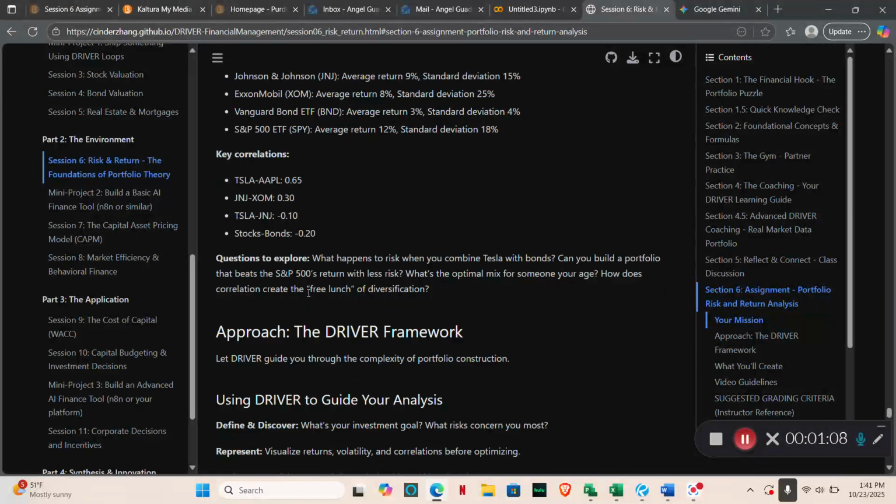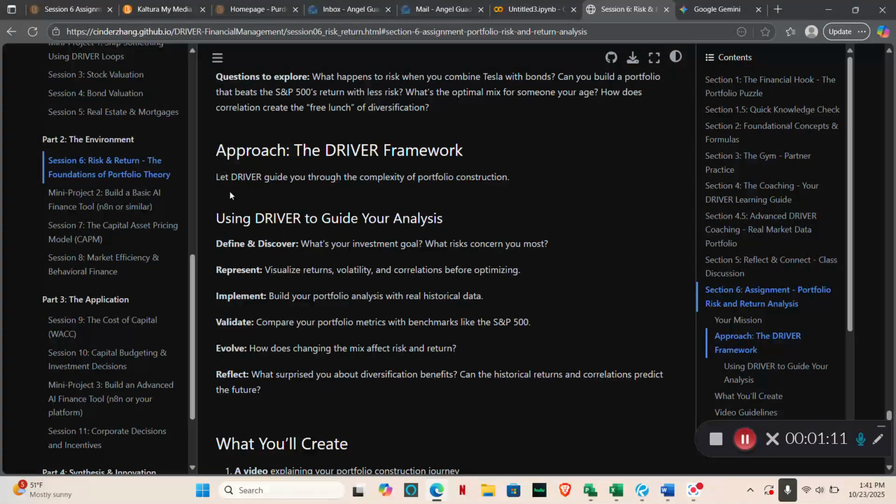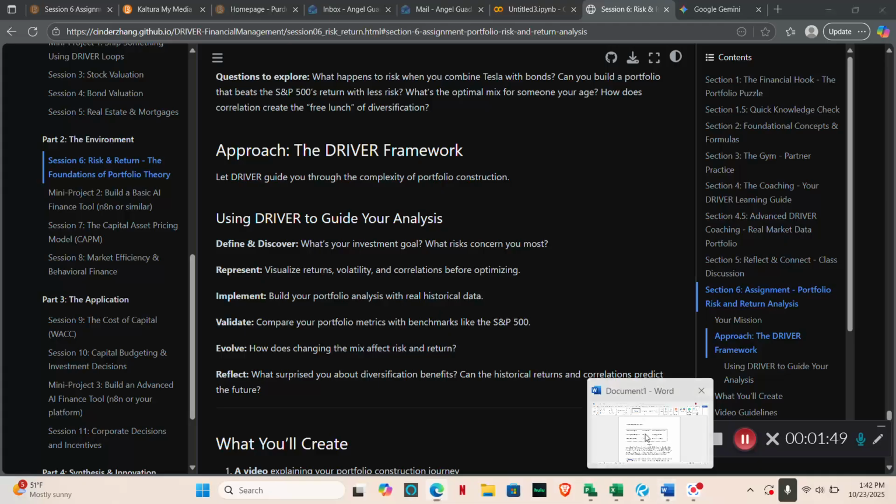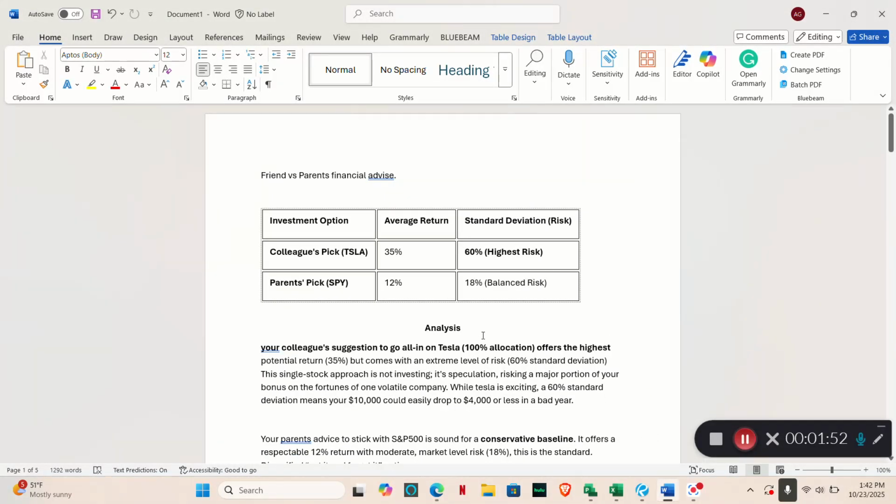So as soon as we get done answering these, we will approach the situation using the Gyro framework, answering these following questions as well, such as investment goals, what risks concern you most, visual returns, volatility, correlations between optimization, building our own portfolio, compare the portfolio metrics with benchmarks, and then answer the question: how does the changing mix affect risk and return, what surprises about the diversification benefits, and so on and so forth.